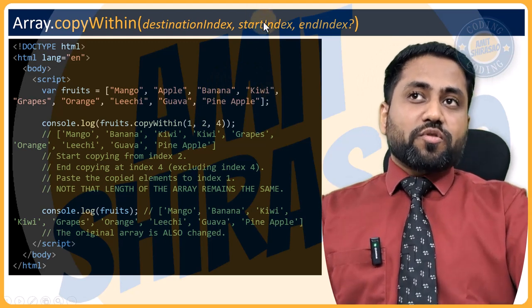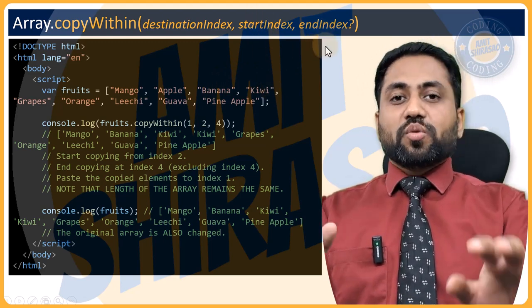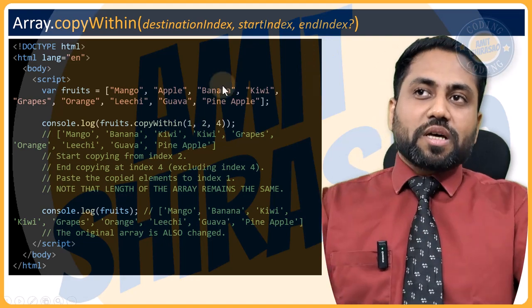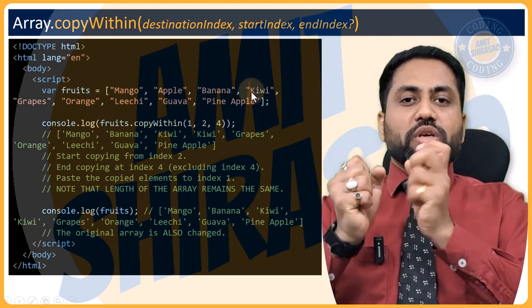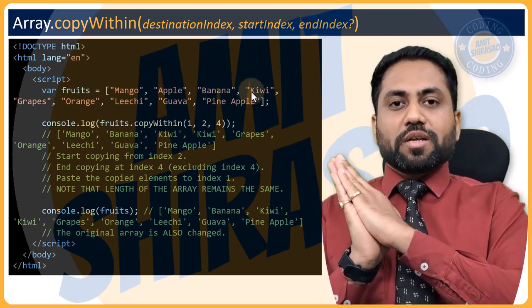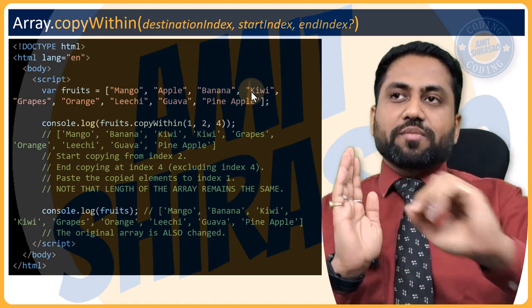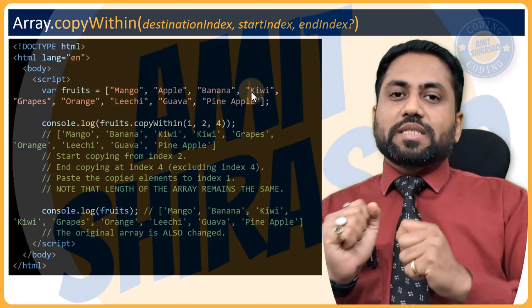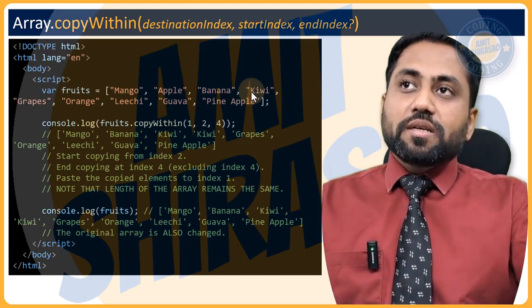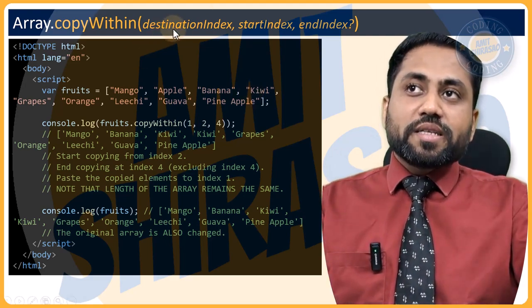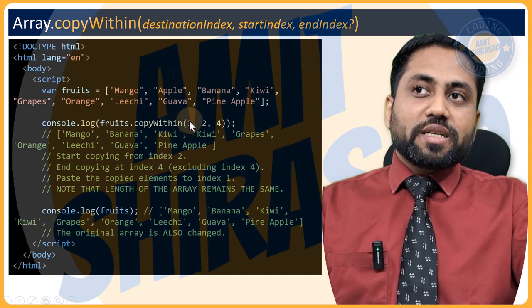Okay, so from start index to the end index, excluding the end index, whatever you get, that means banana and kiwi, you copy them. Okay, you have copied. Okay, you have kept it in your clipboard. Now you save it. Okay, and then you paste it. Where do you paste it? You paste it in the same array at destination index. So you paste it at index number 1.